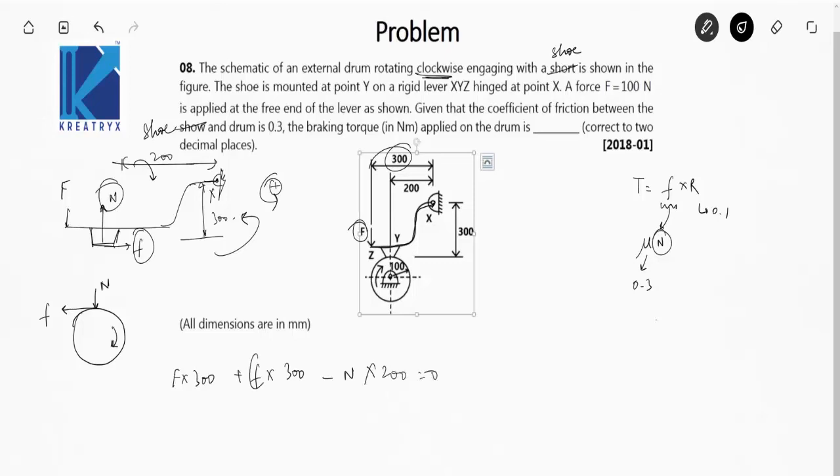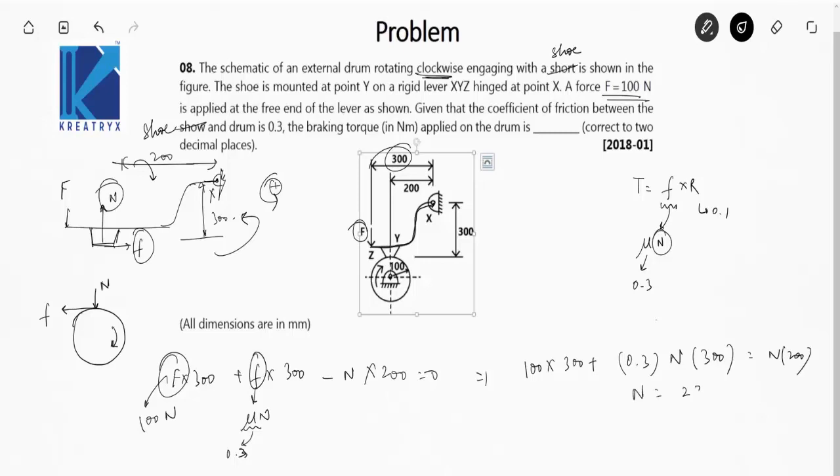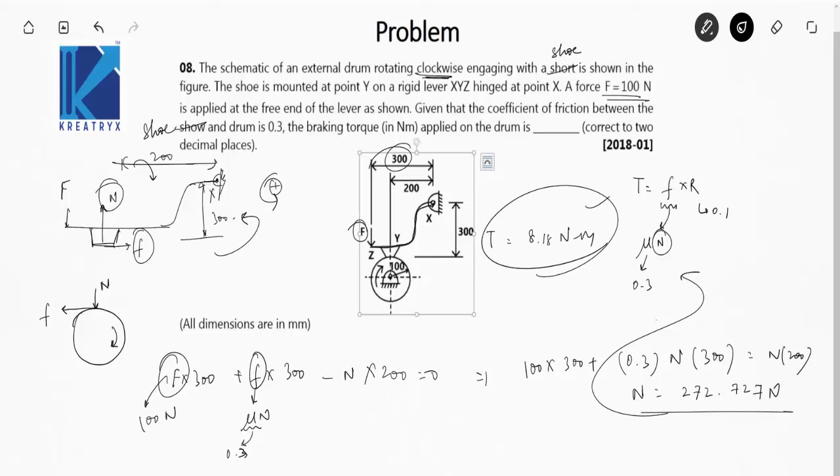Replace this friction force by mu N. Mu is given to you, that is 0.3. F is also given to you, it is 100 Newton. So the only variable is N, that implies 100 into 300 plus 0.3 N into 300 is equal to N into 200. So N is equal to 272.727 Newton. Put this value here, and the braking torque will be equal to 8.18 Newton meter. This is the answer.